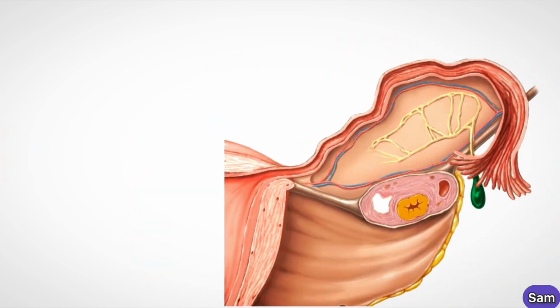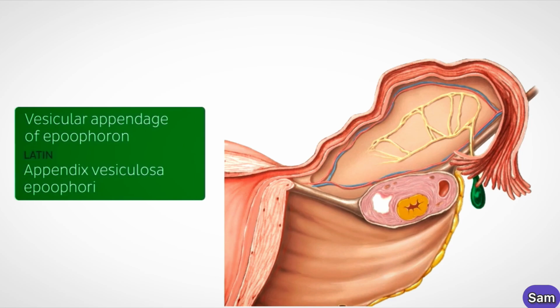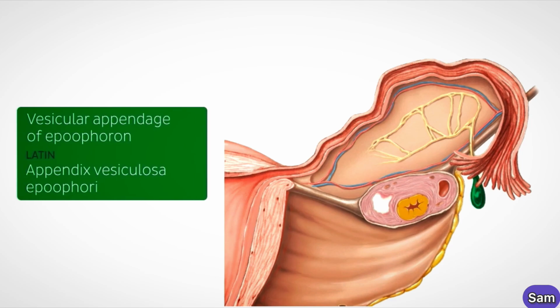And finally, the last structure I'd like to talk about is the vesicular appendage of the epoophoron, which is a remnant of the mesonephric duct. Specifically, it's a remnant of the cranial part of the duct, and the vesicular appendage is found bilaterally and is a small pedunculated cyst that usually has no function. And we can see it in this image hanging down like a piece of fruit, as its pedunculated description describes.